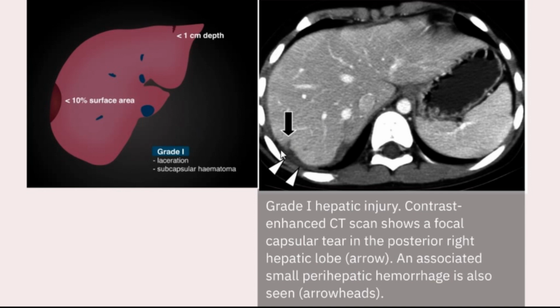And also, here we see that there's a parenchymal defect. It's less than 1 cm, and associated with a small perihepatic hemorrhage, which is also seen. Arrowhead. Okay, this one.